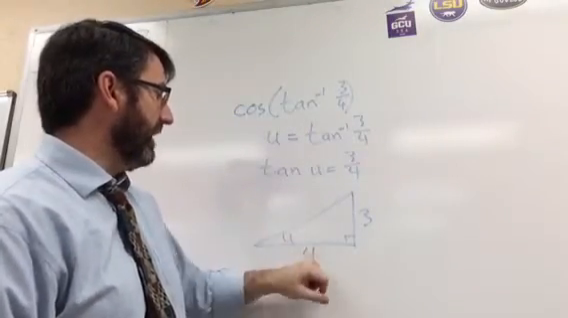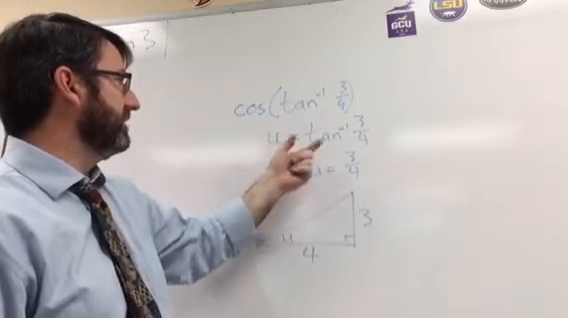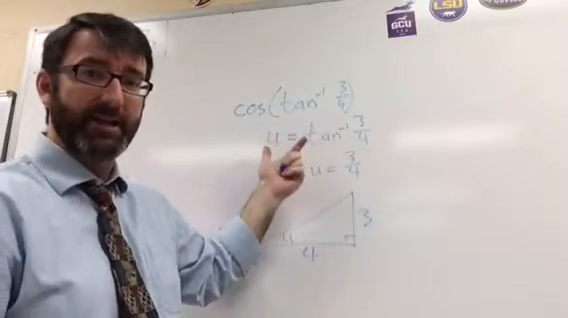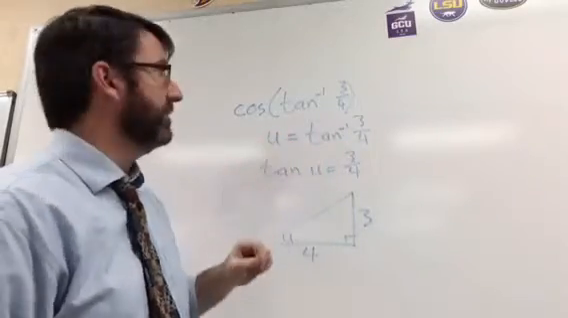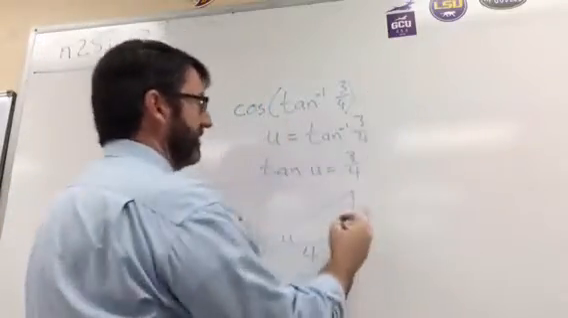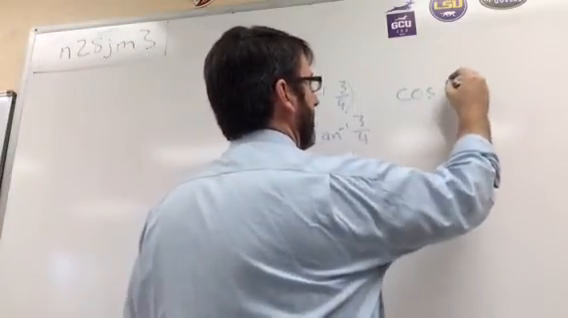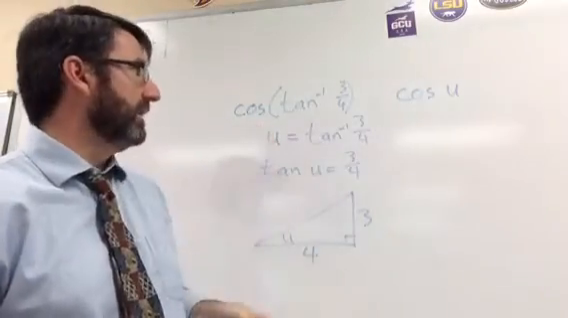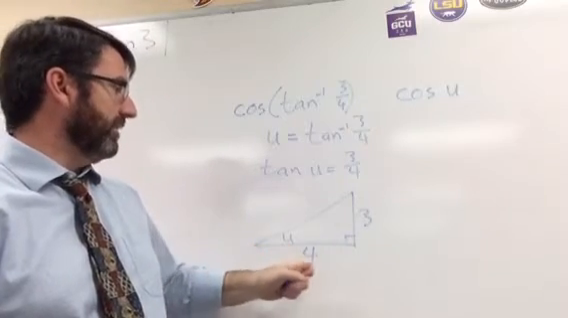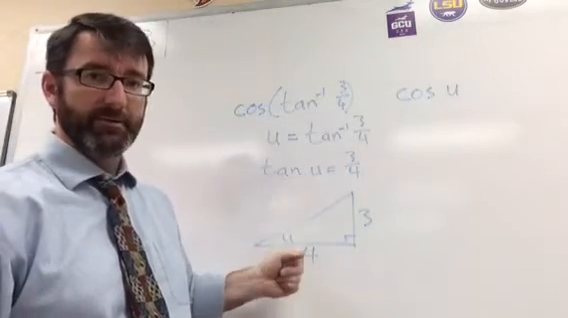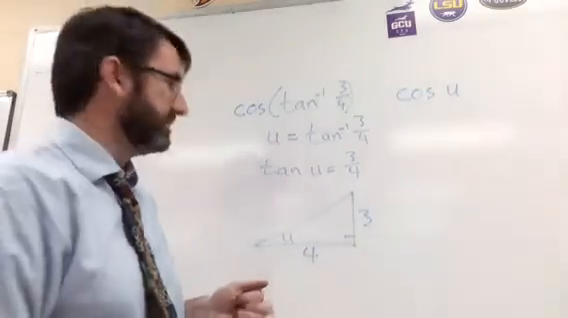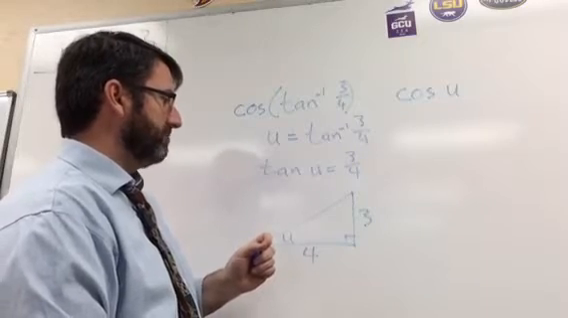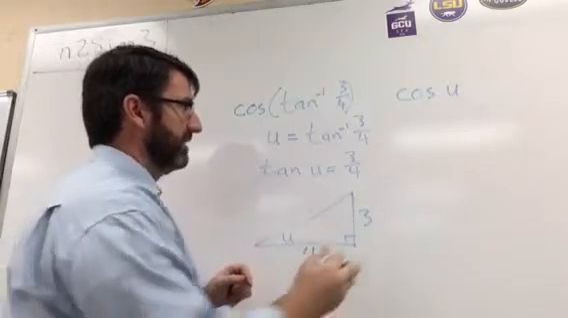All right, and now since we've set the inverse tangent of 3 over 4 equal to u, that means that the problem that we're trying to solve now is just the cosine of u. So we can replace this inverse tangent of 3 over 4 with u. And the cosine, remember, is the adjacent side over the hypotenuse. The length of the adjacent side over the length of the hypotenuse is going to give us the cosine of this angle u. So we need to know this hypotenuse.